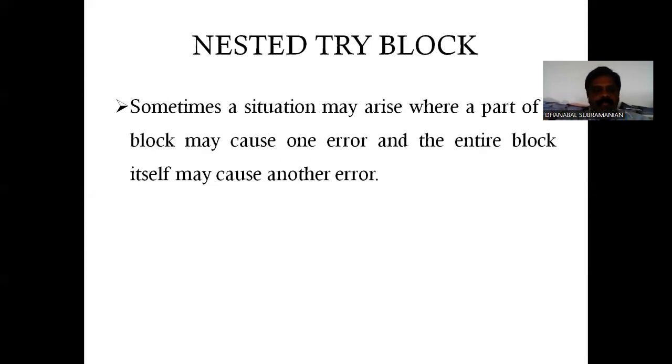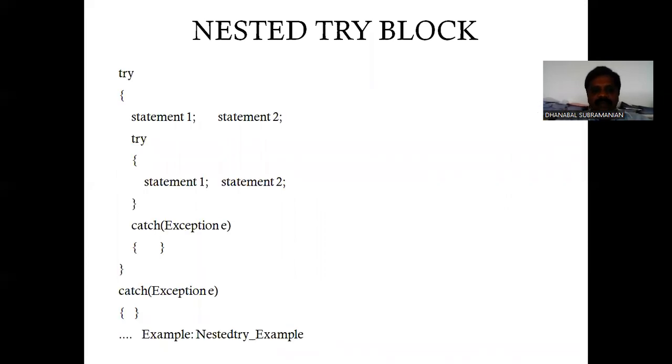Nested try block. Sometimes a situation may arise where a part of a block may cause one error and the entire block itself may cause another error. This is the example syntax for a nested try block. First we have one try, and in that try we have another try. First we have to complete the inner try block. That means we give a catch for the inner try and the next catch for the outer try.